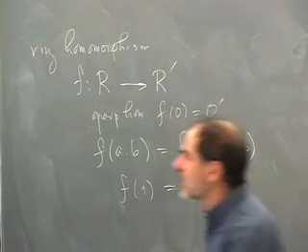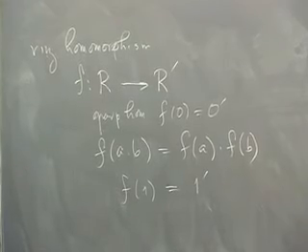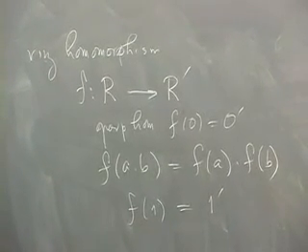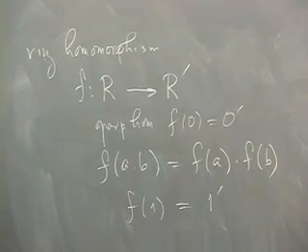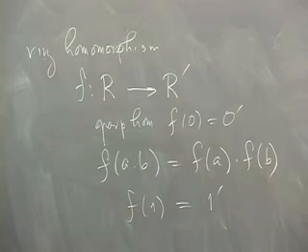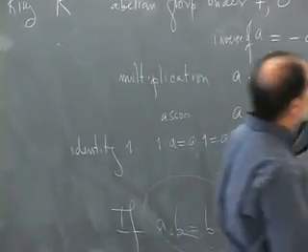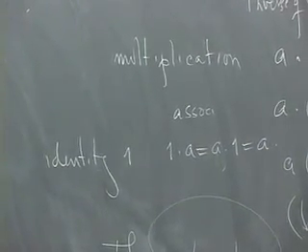I should have said that the multiplication has an identity. I'm sorry. 1, which has the property that 1 times A is A times 1 is A for all elements in the ring. So it preserves the ring structure. It takes the ring structure on R to the ring structure on R prime.